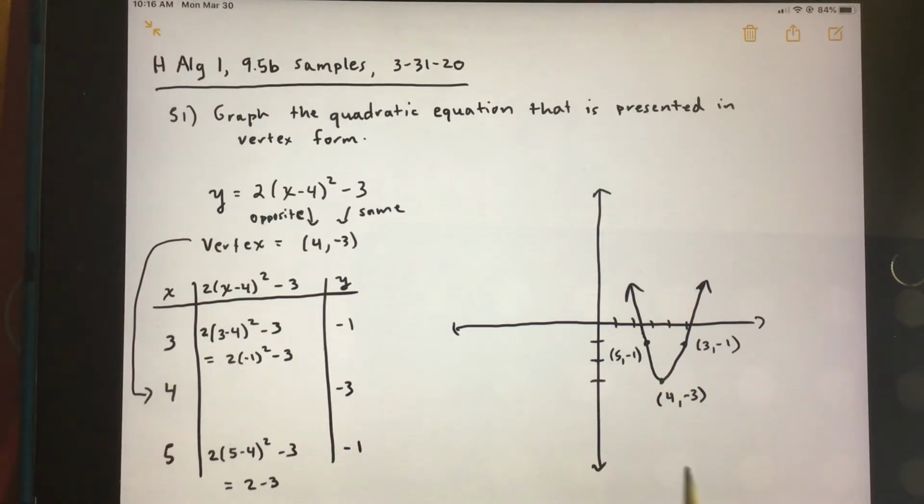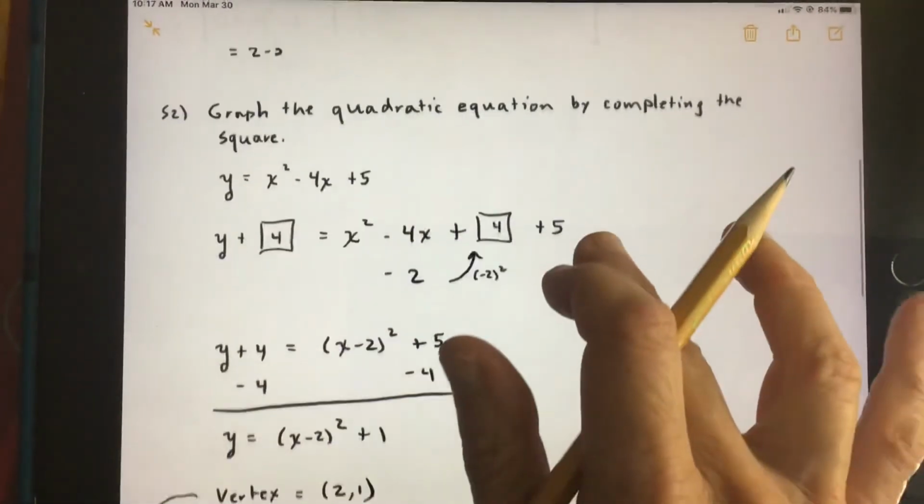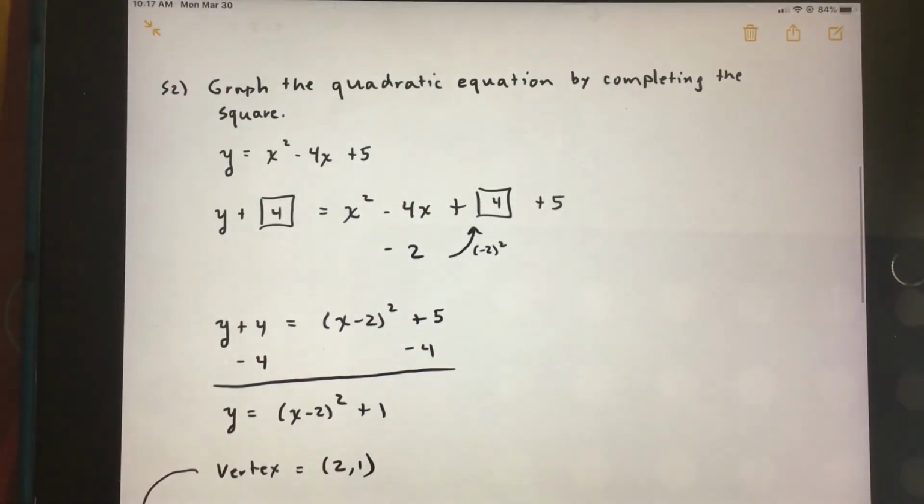So here we are plotting the vertex at 4, negative 3, 3, negative 1 to the right, 5, negative 1 to the left, and drawing our parabola through those points, opening upward. So again, our parabolas will have the shape of a V with a rounded bottom, and that's what we have here. Our next sample, sample 2, which will be our last sample today.